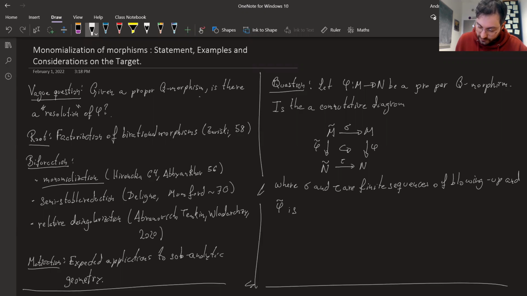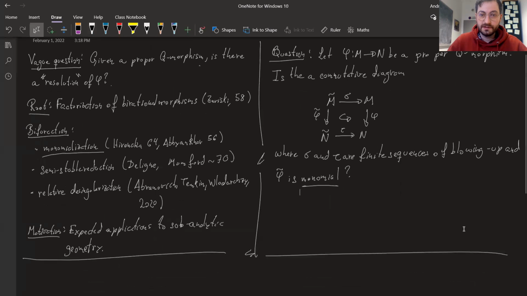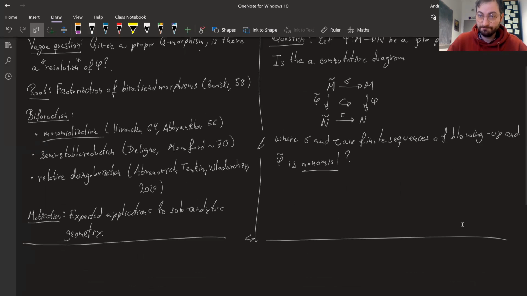So the notion that we're going to give here is what we are going to call monomial. So this is the question that we're asking here. I'm going to start by defining what monomial means for us and what some of its properties are. For now, we can just think of it as the simplest kind of morphism that we can hope to obtain. Then we're going to state the main results and give some answers to this question, at least in this setting, in this category. Okay, so I'm going to start by making precise what I mean by monomial.